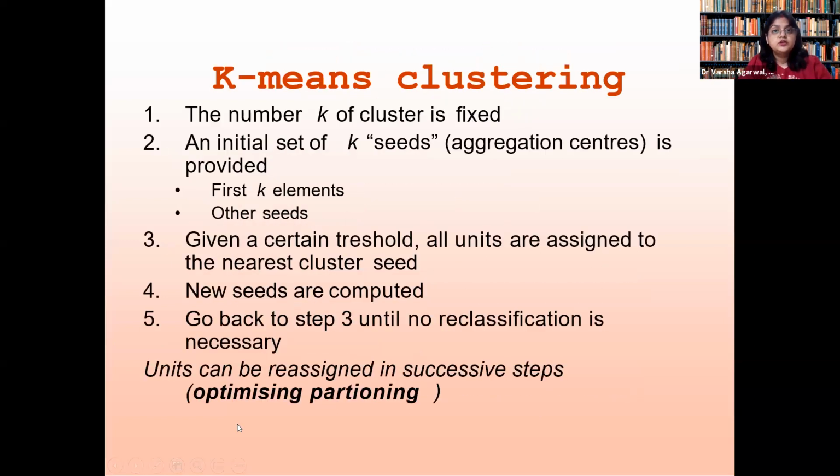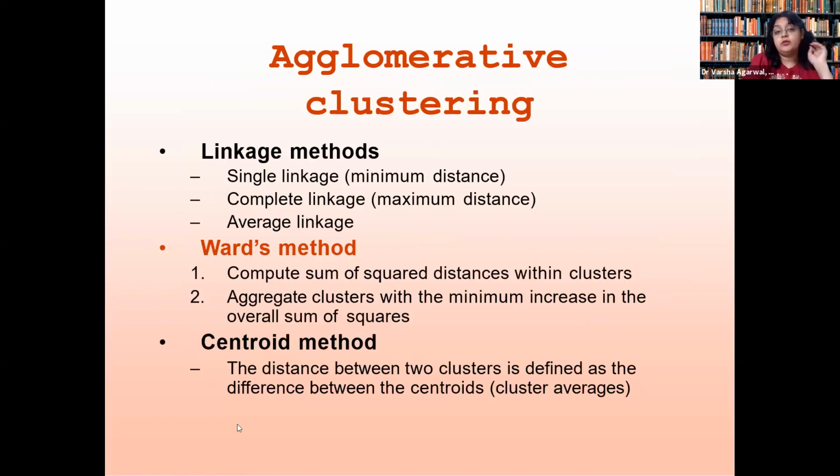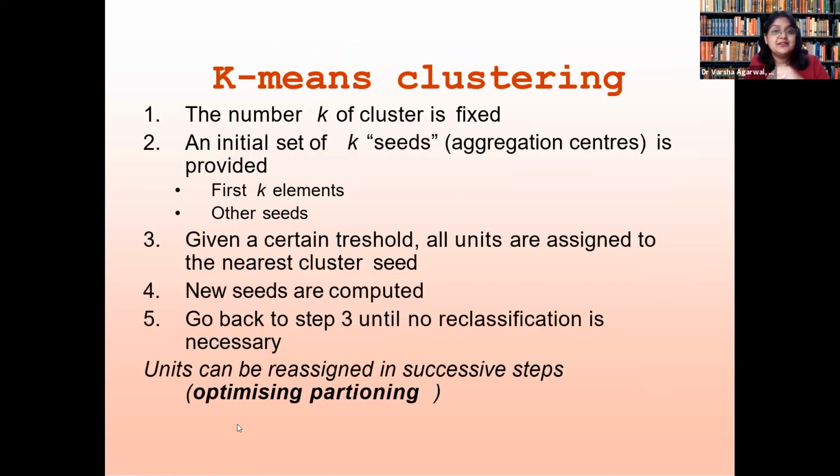So this was agglomerative when I do not know the number of clusters, and when I know the number of clusters, that means K means clustering method. All these are readily available in SPSS. I will show you how we do this. The number of K clusters is fixed, and the initial set of K is provided. So I will straight away enter how many clusters I need to form from this data set. Fine. Then I go back to step 3, where given a certain threshold, all units will be assigned to the nearest cluster seed.